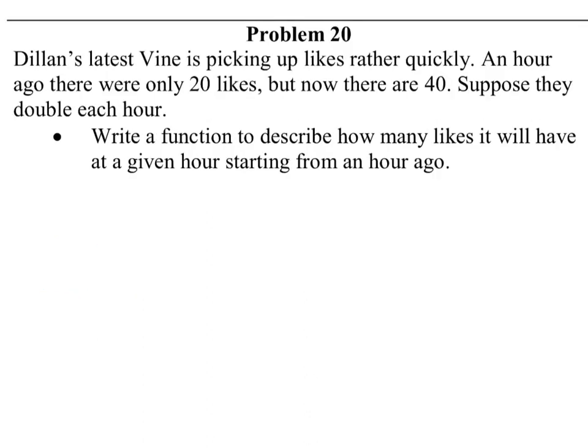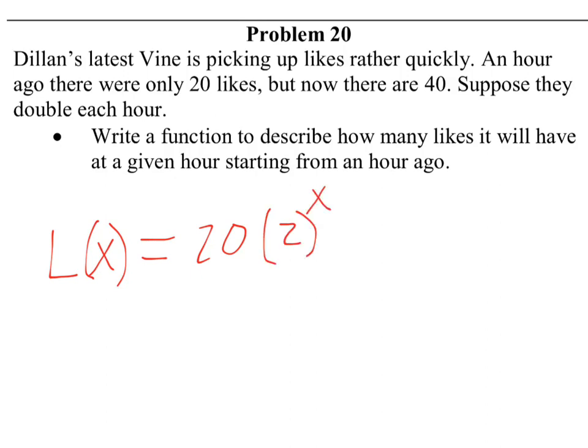And then Dylan's Vine is getting rather popular rather quickly. Let's have L be the number of likes. I'm going to have that be L of x. And the starting amount of likes is going to be 20. And we're going to assume it's doubling each hour. So we're going to times by 2 each hour. It's going to be 2 to the x right there. And that's going to be our answers.